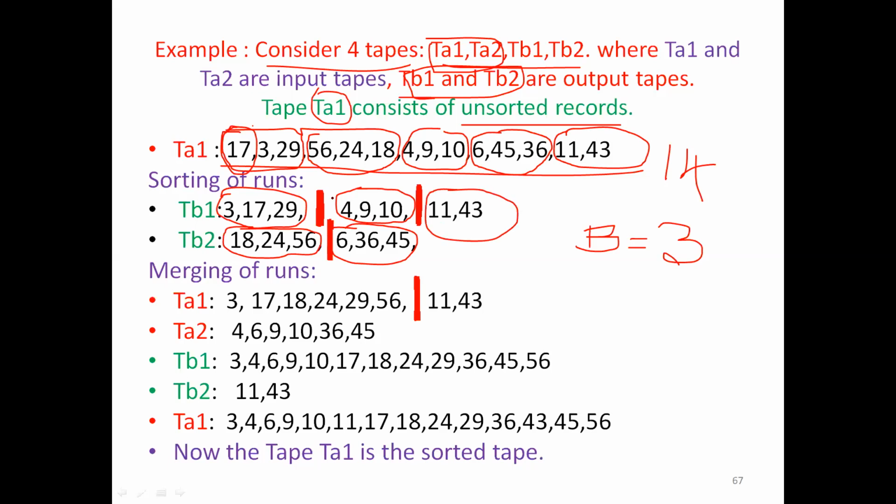Then I have to perform the merging phase. We have talked about 2 phases, right? One is the distribution phase, the second is the merging phase. So the runs are distributed in the output tapes. Then I have to perform the merging.